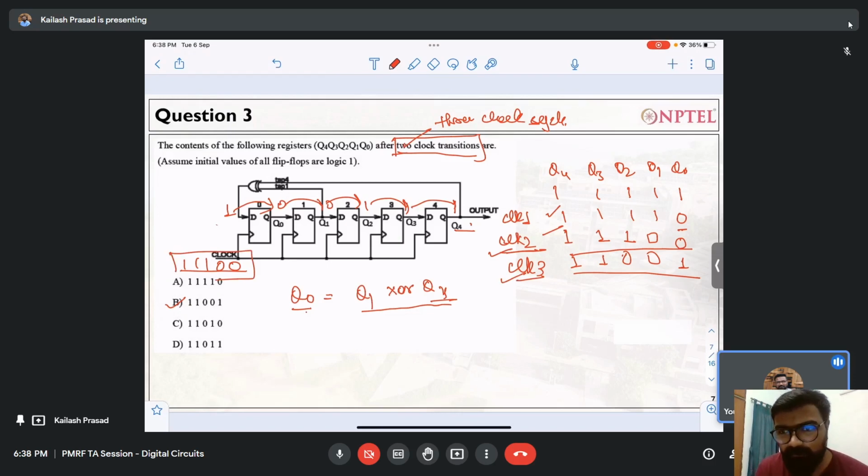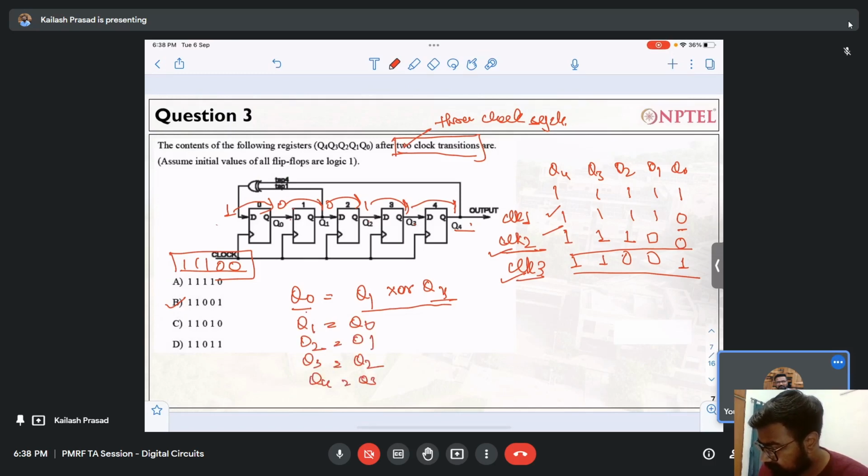So see, the question was not difficult, right? You just have to approach it in a very simplified manner. For all the q's, q1, q2, q3, q4, if I write the equation, q1 is equal to q0, q2 is equal to q1, q3 is equal to q2, and q4 is equal to q3, right? Only the equation of q0 is q1 XOR q4. So in every cycle you can calculate the answer. If you follow this equation, you will get the answer in the next cycle. Is that clear, everybody? Everyone?